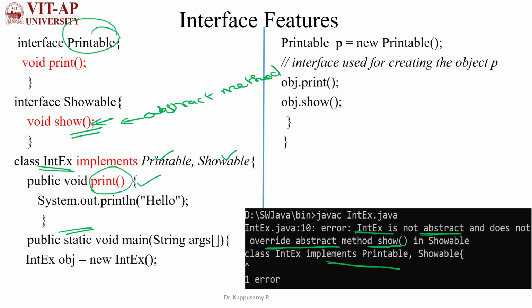You look at here, the show method is not overriding. Not overriding means the class IntEx is not implementing the method show. That is the meaning of this one. So it will throw an error.